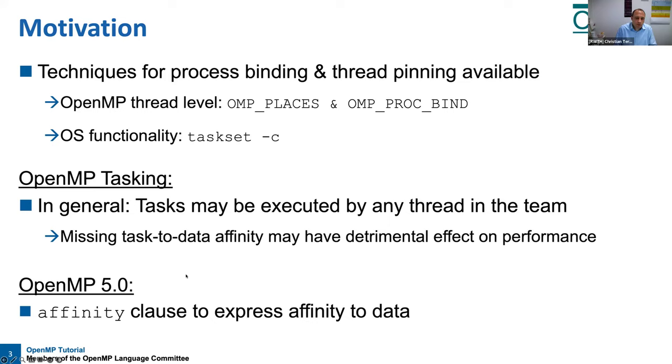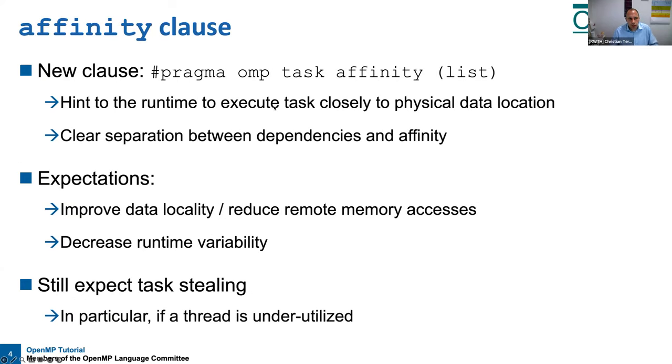That has been introduced with OpenMP 5. So we can express the desired affinity of OpenMP tasks to data. It was a new clause with OpenMP 5 that is added to the pragma omp task construct that you already know of, and it contains a list of variables. In all use cases that I've seen so far, it makes sense to restrict the application to only a single variable. And that means it provides a hint to the runtime, really a hint, to execute this particular task as closely as possible to the physical location of the data that's provided in here. That means the variable. And we also talked about dependencies, and I think I emphasized that this is a hint a couple of times. You have to understand the difference.